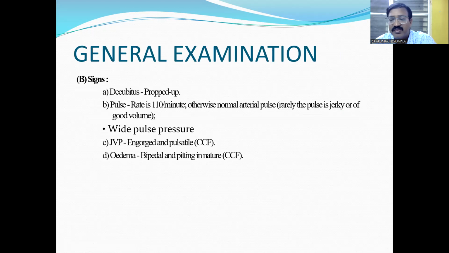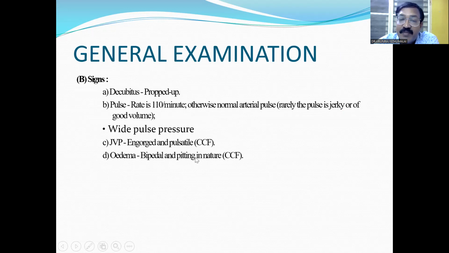So what are the things you have to see in the general examination? The patient may be in the decubitus position, or he may be sitting because of dyspnea, orthopnea, PND, and the pulse rate may be 110 per minute, regular, or it may be irregular if the patient is having atrial fibrillation. Pulse pressure may be wide because this is a hyperdynamic circulation. So wide pulse pressure will be there.